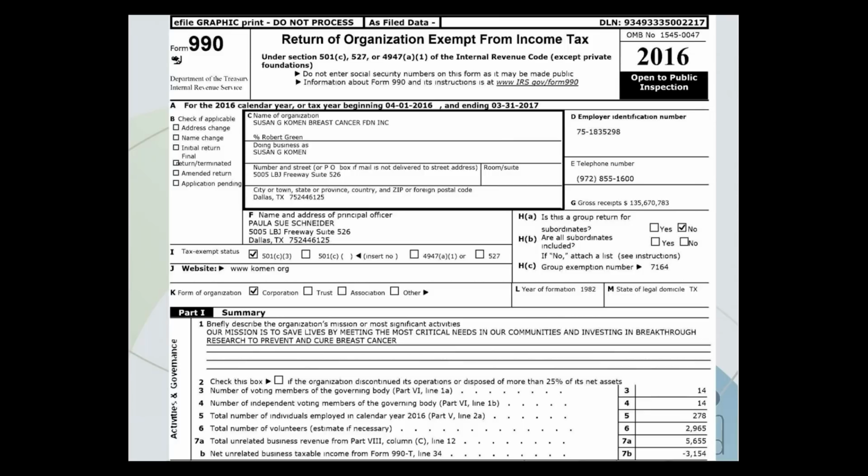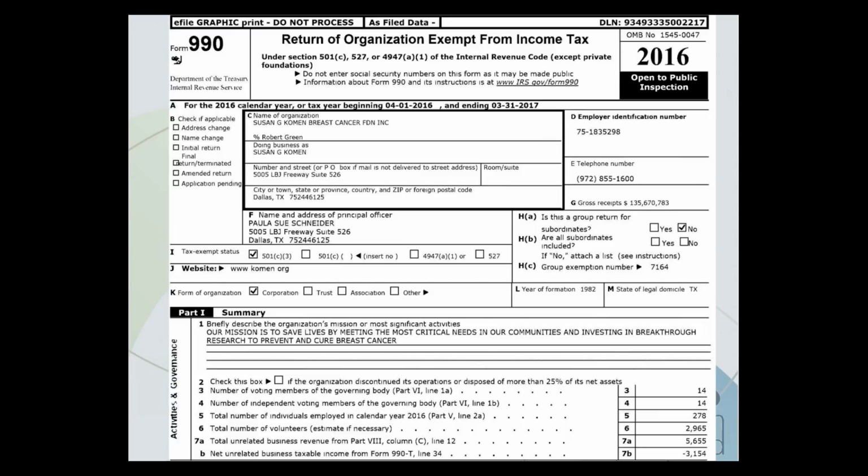But below this summary of lines 2 through 7B, as you see here, we've got the number of voting members of the board, the number of independent voting members of the board, those that aren't employed by the organization, the number of individuals employed, so how many people are employed. And this is not FTE, this is actual individuals who receive compensation. Below that, we have the total number of volunteers, and you can estimate that if necessary.